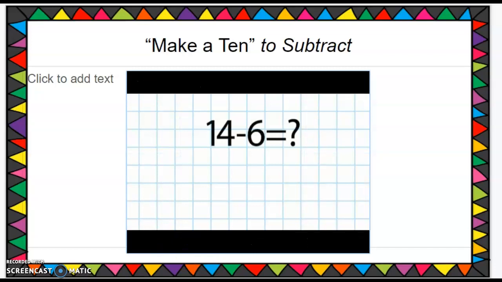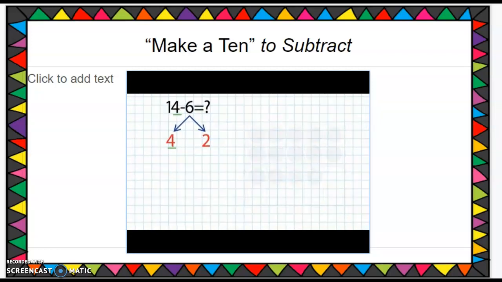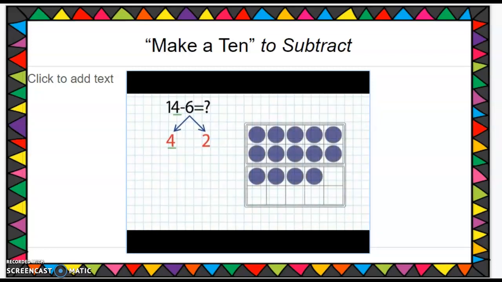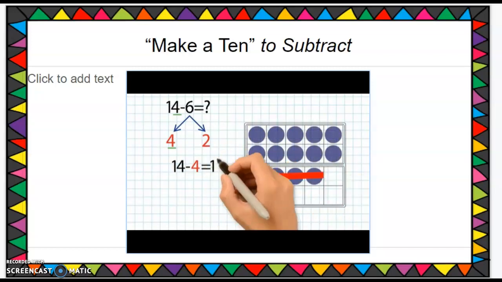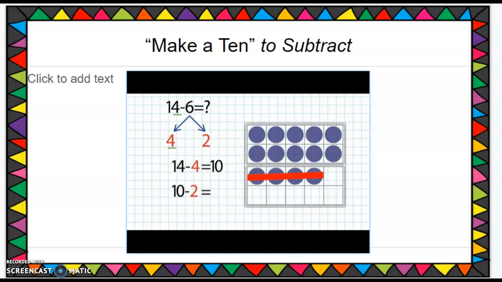14 minus 6 equals what number? I'm going to break apart the 6 to 4 and 2 because I know 4 and 2 make 6. So I have a tens frame, 2 tens frames, 14 minus 4. Take 4 away first. I've got 10. And then I'm going to take 2 more away, and I get 8. So 14 minus 6 equals 8.